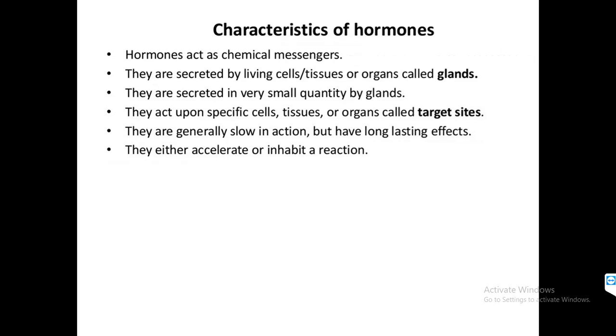Then what are the characteristics of hormones? Hormones act as chemical messengers. They are secreted by the living cells or tissues or organs. So what are the tissues or organs from where these hormones are secreted? These are called as glands.